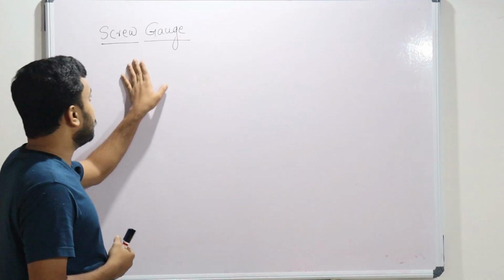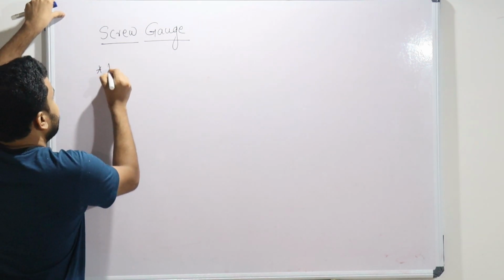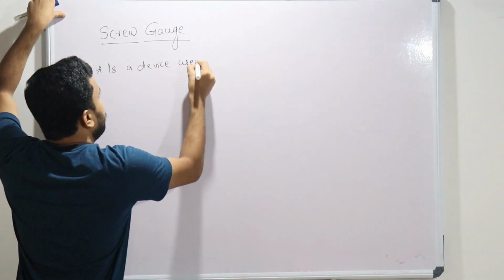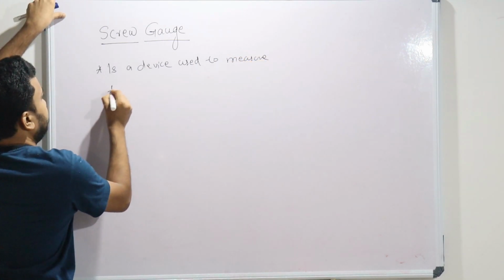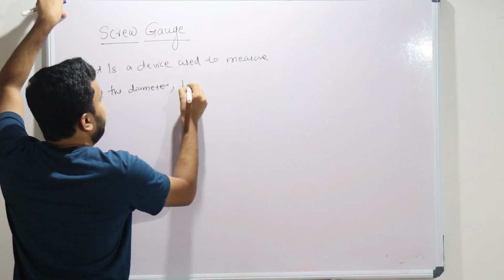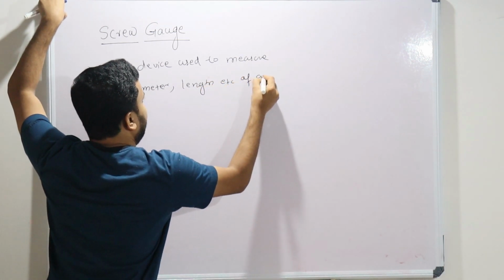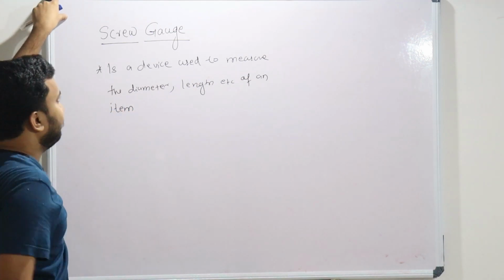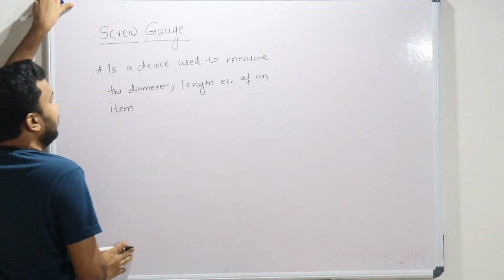So, screw gauge. The first point: screw gauge is a device. Write down, a device used to measure the diameter, length, etc. of an item. This is similar to what we learned in vernier caliper. This is also used to measure the diameter and length of an object.